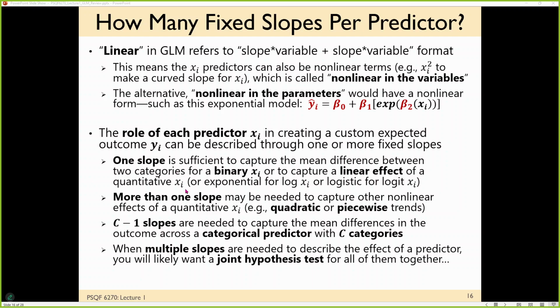Easy peasy. More than 1 slope is needed to capture nonlinear relationships, so quadratic in this example of x squared, piecewise on the slide we just finished. For categorical predictors with C categories, you need C minus 1. The 1 is because you already have a fixed intercept. And in these situations in which the effect of a variable requires multiple slopes to fully delineate it, you're going to want to lump the slopes together to get a joint hypothesis test.